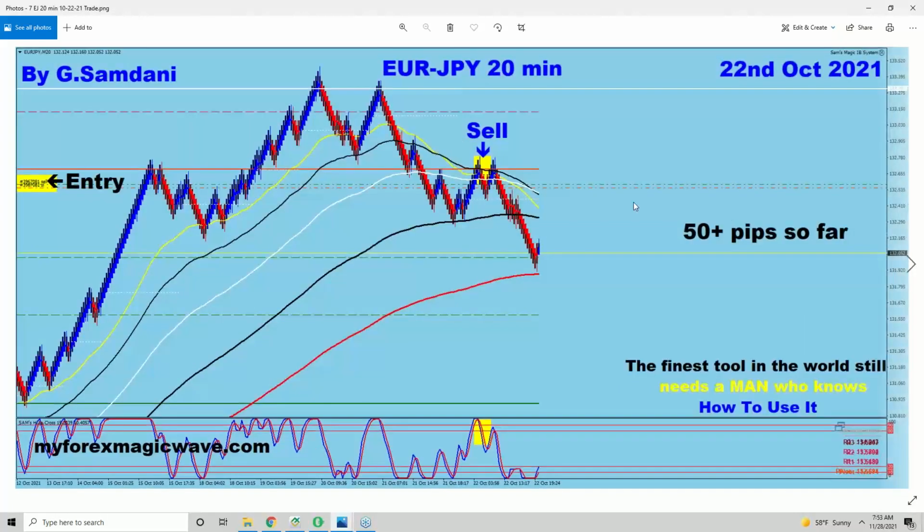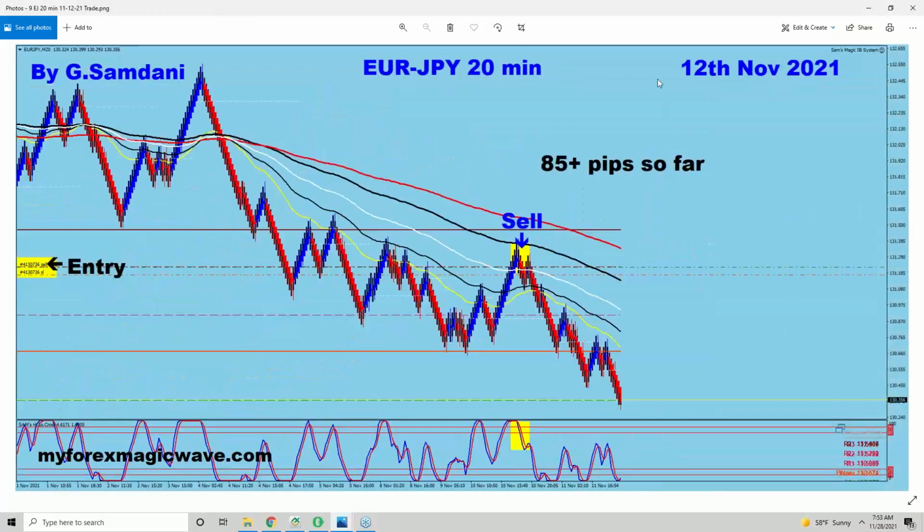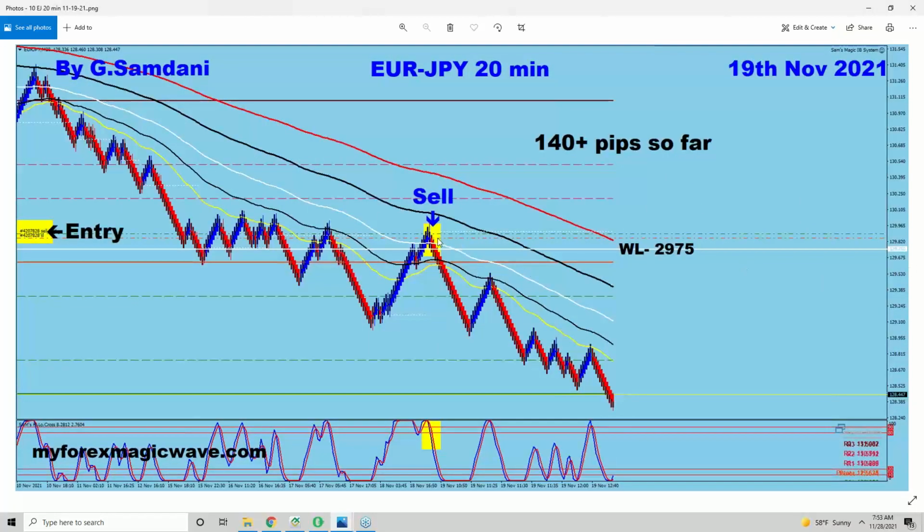Euro yen, to the downside, 50 pip on the 22nd November. Euro yen on 27th November. That was the first one I just showed you. This is the second one. 12th November, again a short, 85 pip. Euro yen again here for 140 pip on the 19th November. So all of these yen short trades in just the month of November.